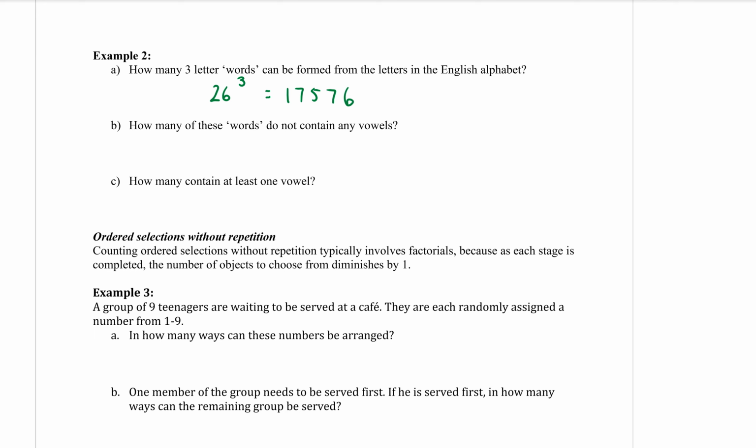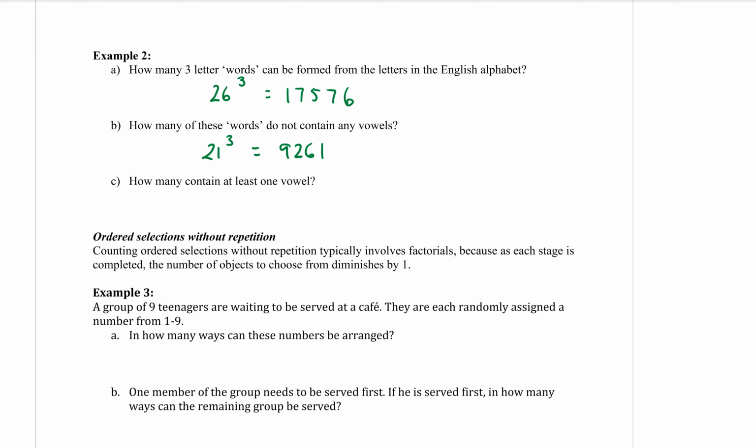How many of these words do not contain any vowels? Okay, so what you want to do is say, I am not allowing any vowels in my selection. So how many letters are in the alphabet that are not vowels? 21. 21, good. So what is it going to be? 21 times 21 times 21, or 21 to the power of 3. Good job, Ben. Which is 9,261.